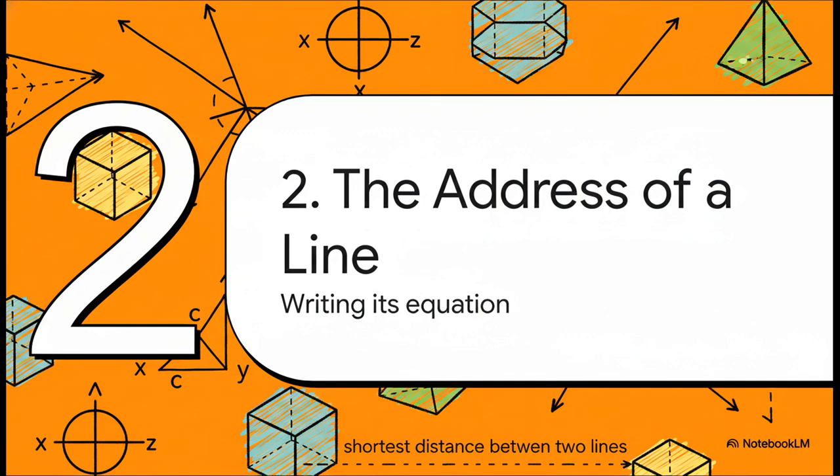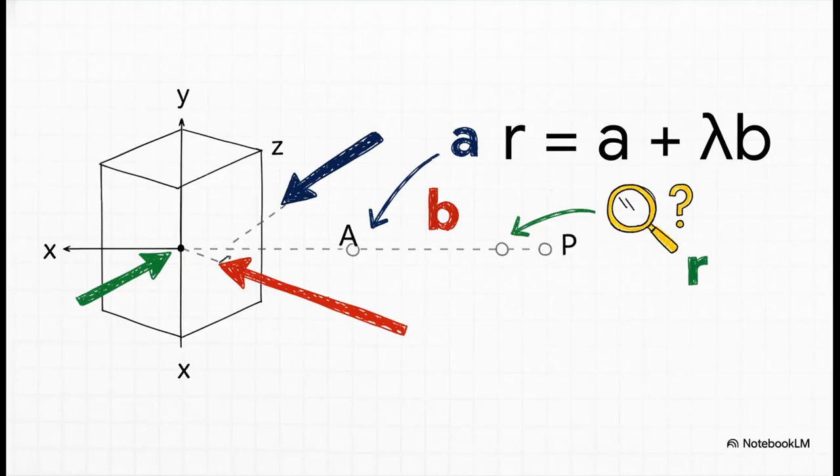So what's next? We're going to give that line a full postal address. A unique identity so we can find it anywhere in 3D space. Every line has one, and we're about to learn how to write it. So the first way to write this address is the vector equation. It looks like this. R equals A plus lambda B.